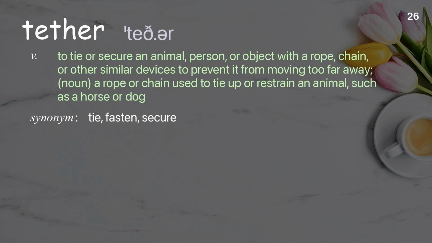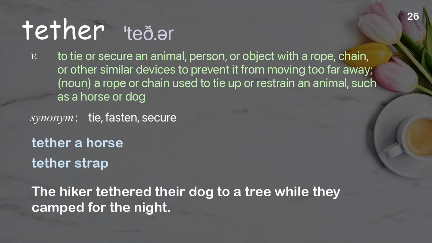Tether. To tie or secure an animal, person, or object with a rope, chain, or other similar devices to prevent it from moving too far away. Noun, a rope or chain used to tie up or restrain an animal, such as a horse or dog. Examples: Tether a horse. Tether strap. The hiker tethered their dog to a tree while they camped for the night.